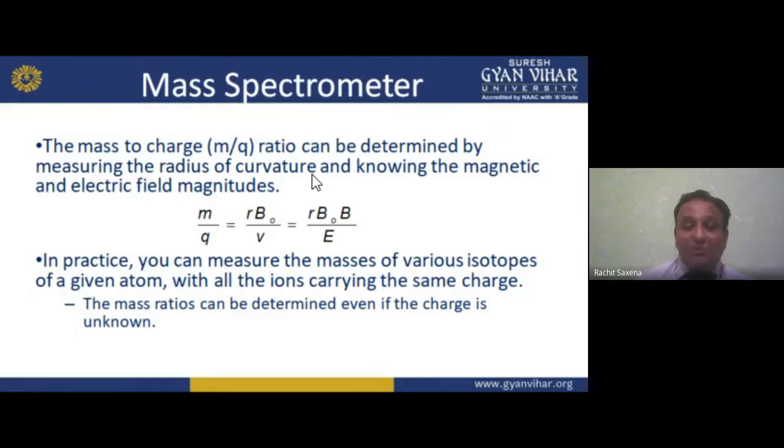So we can also determine this. If no charges are given, we have another ratio. If we have the radius, the magnetic field, and the electrical field, we can take a ratio of it and easily identify the mass ratio.